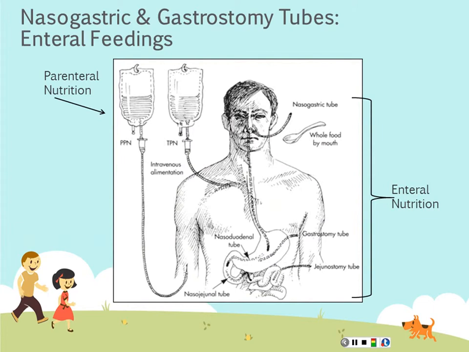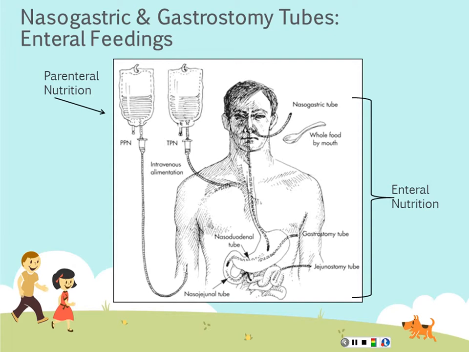And this is just kind of a summary and a review when you're looking at patients who are receiving enteral feeds, what the difference in a parenteral feed and an enteral feed is. So enteral nutrition can be whole food by mouth. They can have a nasogastric tube, an orogastric tube, a gastrostomy, jejunostomy, things like that, nasoduodenal, nasojejunal. So you just always want to know where the tube is.